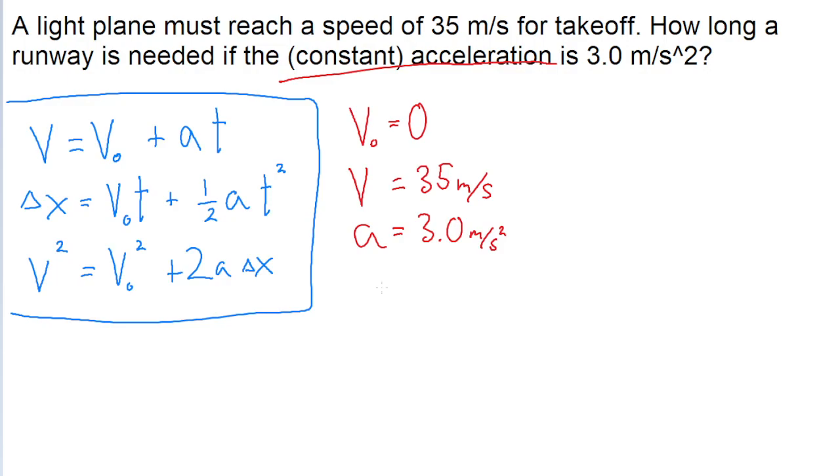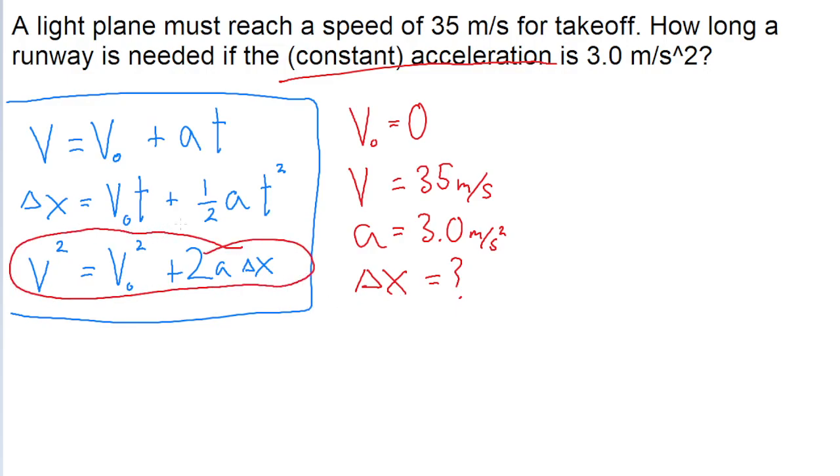So in other words, the distance needed to be traveling at this acceleration. So delta x is our unknown. So we'll want to pick the equation that has all four of these variables. And the only one that does is the v squared equation. So we're going to take that equation and rewrite it to solve for delta x.